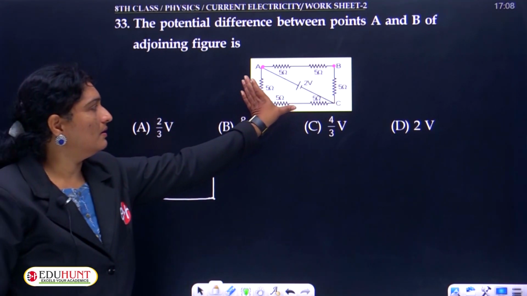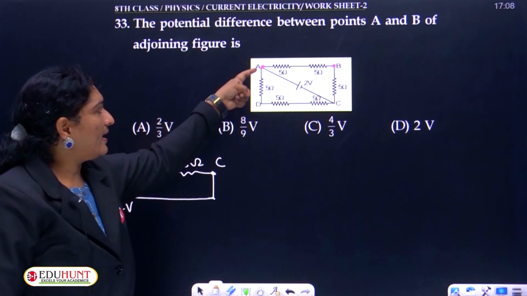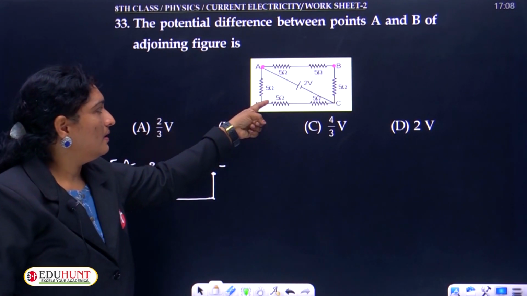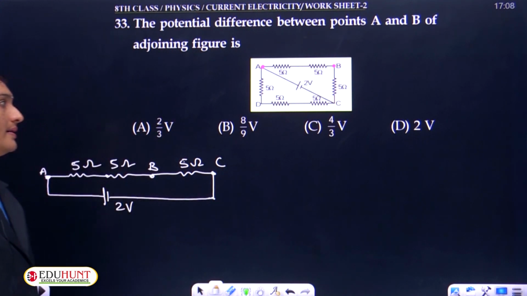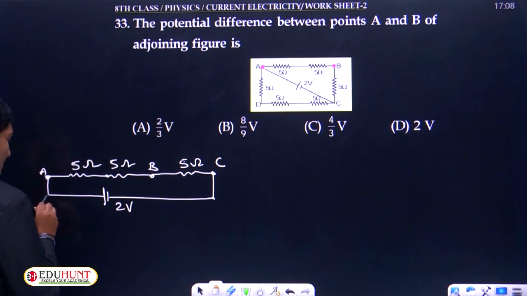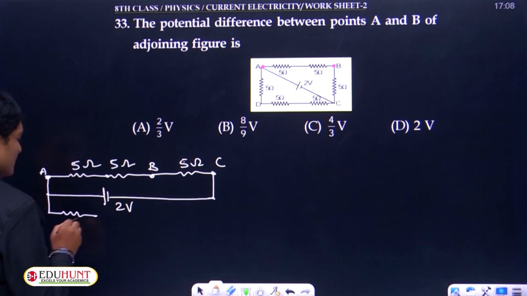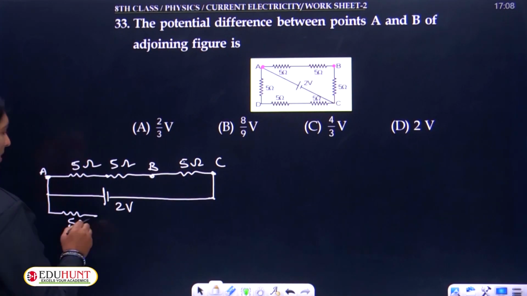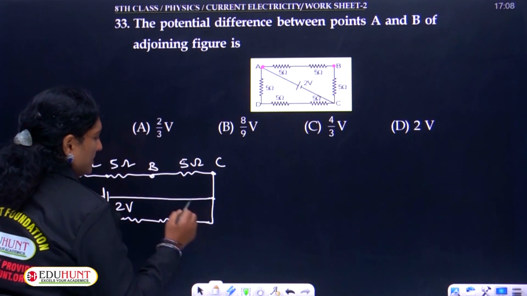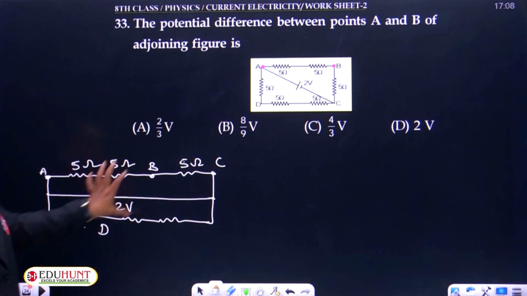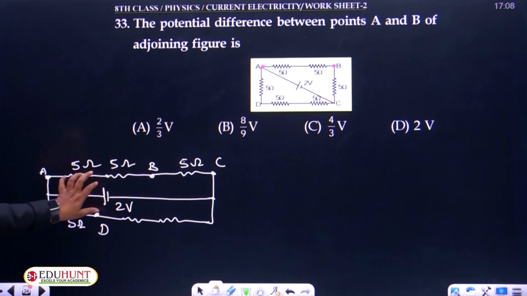Now, coming to the bottom part, again from A to D, a resistor, from D to C, 2 resistors are connected. All together, they are again connected in series. So, let us plot the same. One resistor 5 ohm from A to D, and again from D to C, you have 2 resistors connected. Okay, so this must be the simplified circuit diagram for the above picture.